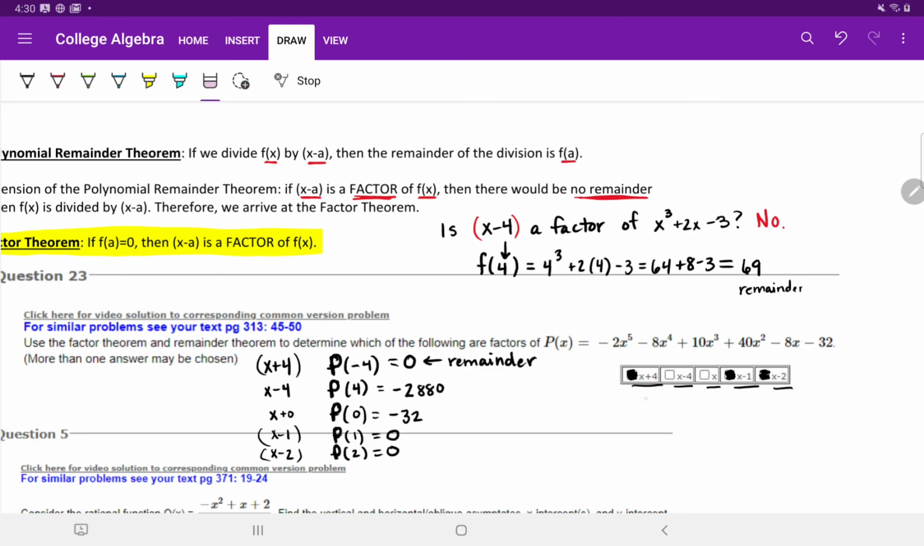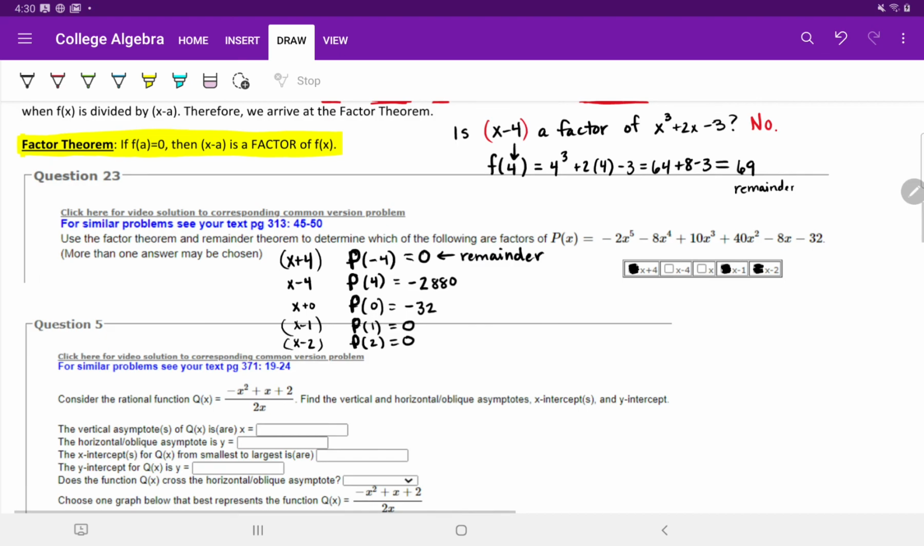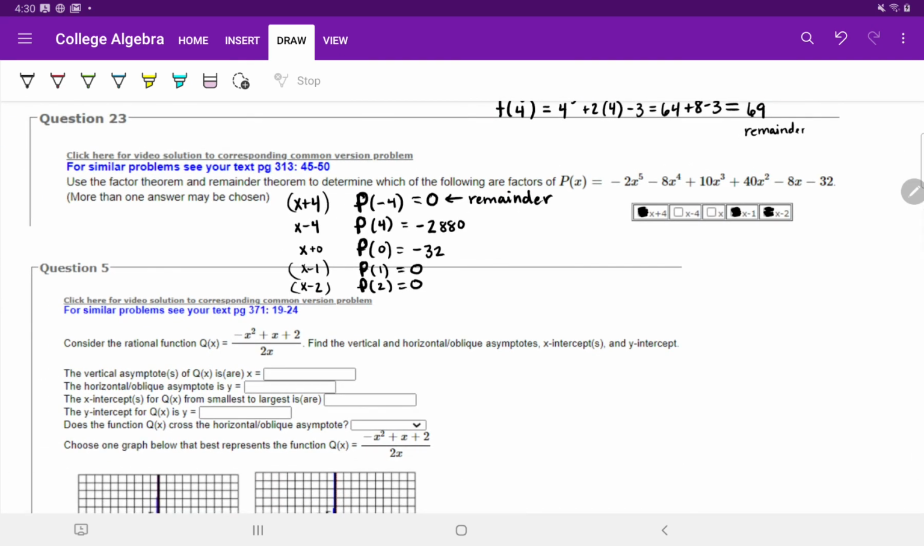For the other binomials, or monomials, we ended up with a remainder when we tried to divide, so to speak, so those are not going to be factors. So this is a shortcut that can save us a lot of time as long as you don't mind plugging and chugging in a calculator.